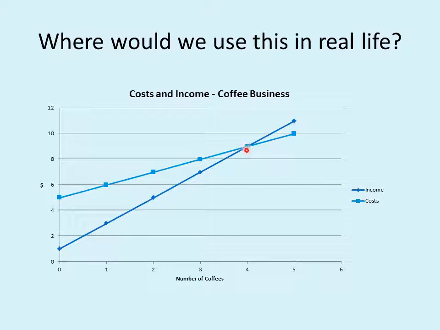So why is this of interest? Well, all down here, your costs are actually greater than your income. So you're making a loss. This point here is where you go from making a loss to making a profit. Suddenly your income is higher than your costs, which is a great thing to see. So we go back to, what's this point? Well, it's the point 4 coffees sold and $9 of income. That's the point at which your income and costs are equal and you start making money from there on.